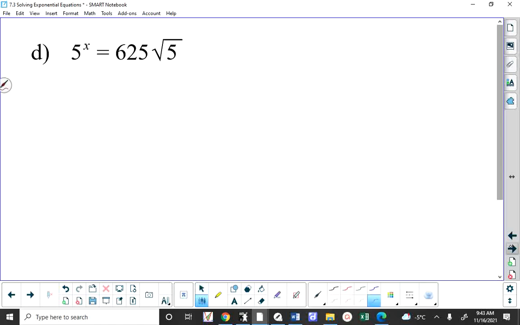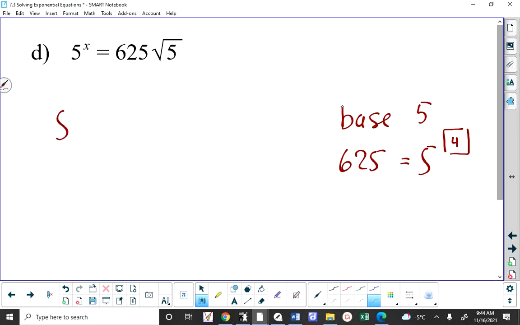So that means I'm going to have a base 5. What is 625 in base 5? What number do I raise 5 to get 625? And I want to say 4. And you'll get more used to these, but you can always rely on your calculator to find out. This is 4. So we're going to have 5 to the x equals 5 to the 4 multiplied by root 5. There's a product of these two things.